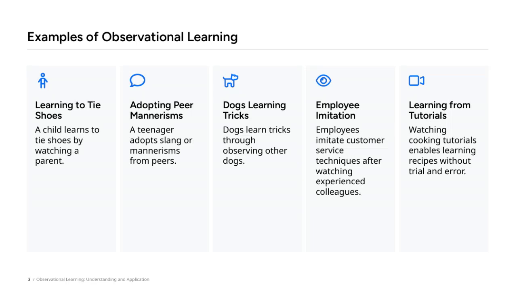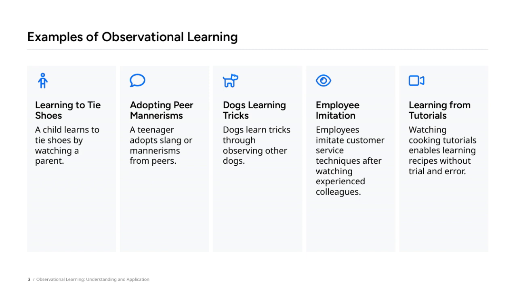Observational learning happens all around us, and we see it in many everyday situations. For example, a child might learn to tie their shoes simply by watching a parent do it first. This kind of learning through observation helps build important skills without direct instruction. Another common example is teenagers picking up slang or mannerisms from their friends. It's a way they connect and adapt to their social environment by mimicking those around them.